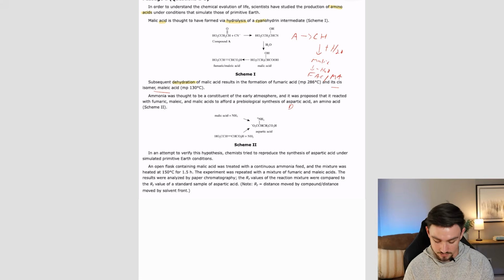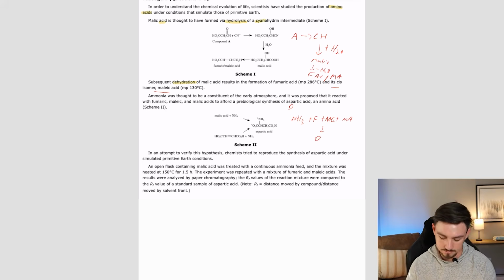So essentially what they're saying, and they draw it out in these schemes, so sometimes this flowchart can feel a little bit redundant in a passage like this, but the things that you add are very, very important. So we've got ammonia plus fumaric plus maleic plus malic acid leads to aspartate or aspartic acid.